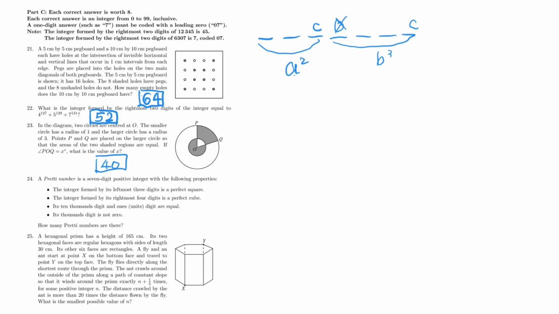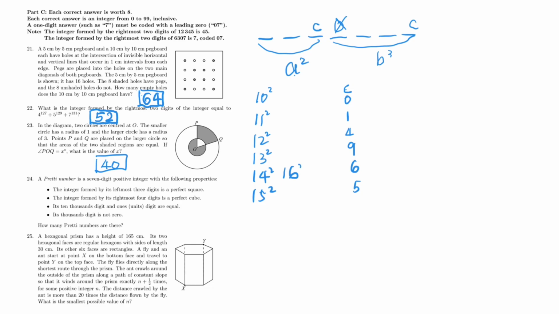A square is a 3-digit number, so we start from 10 squared. The 1s digit, C, is 0. 11 squared, the 1s digit C is 1. 12 squared, it is 4. 13 squared, C is 9. 14 squared, C is 6. 15 squared, the 1s digit is 5. 16 squared, the 1s digit is 6.